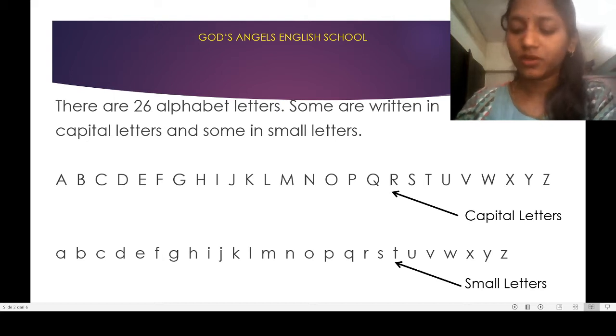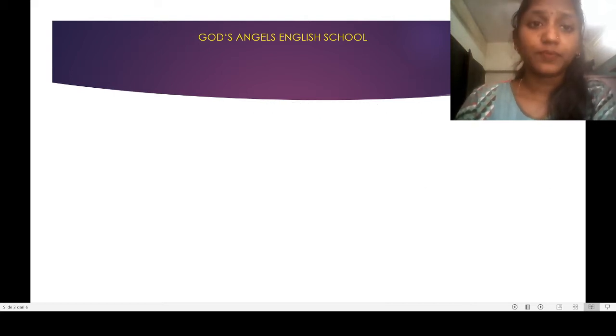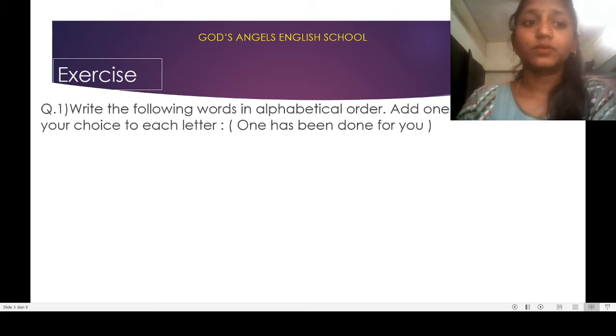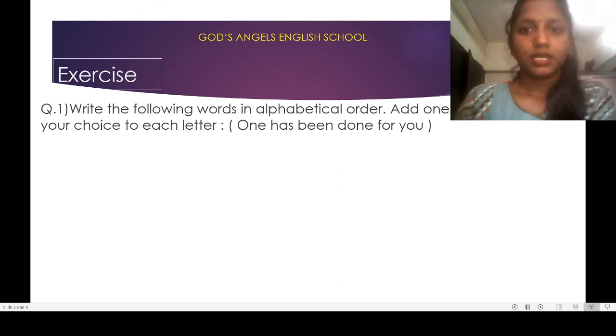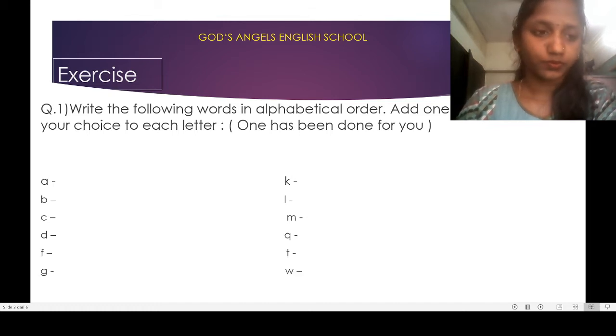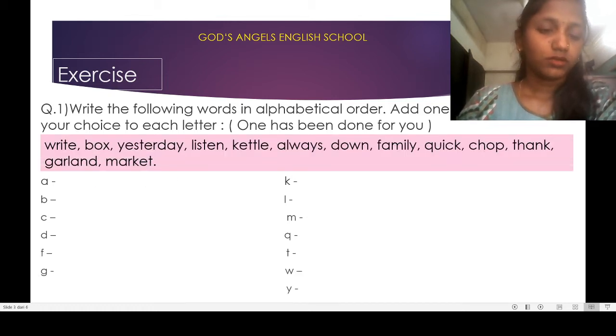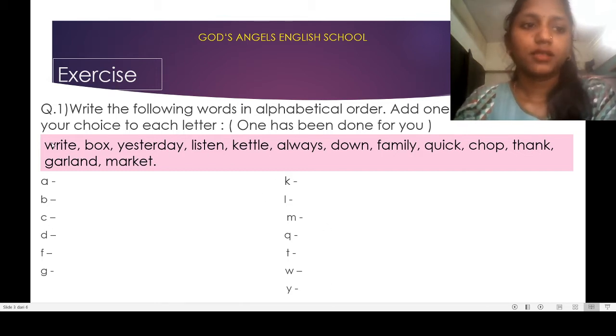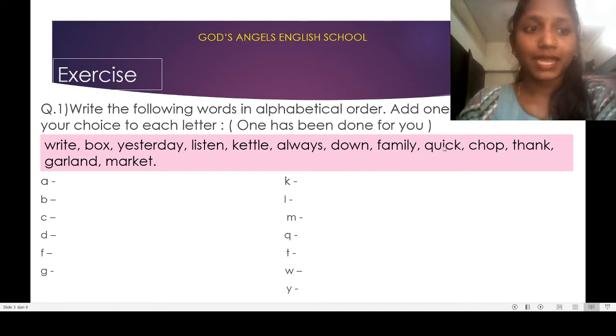Okay, I will explain in a very simple way. So this is the exercise. What is written? Write the following words in alphabetic order. Now, as you see in this pink color box, there are many words. The first word is ride, box, yesterday, listen, kettle, always, down, family, quick, chop, thank, garland, market. These are the words. Now how will we arrange them in alphabetic order?